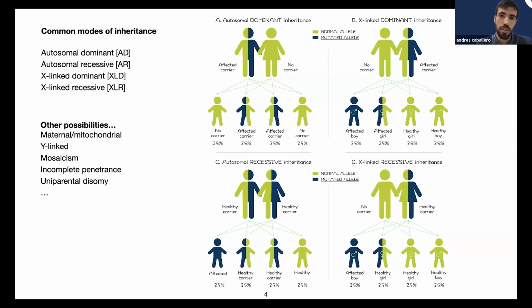But this is not that simple, like always in biology. So there are other possibilities. We have maternal mitochondrial inheritance, Y-linked conditions, mosaicism, incomplete penetrance, uniparental disomy, and so on. Just for you to have a general overview, about 30% of conditions follow an autosomal dominant way of transmission, whereas about 50% behave as autosomal recessive conditions, and almost 6% are X-linked conditions.